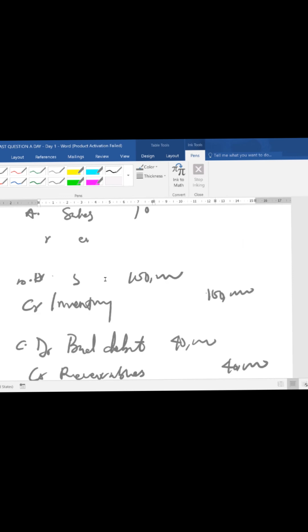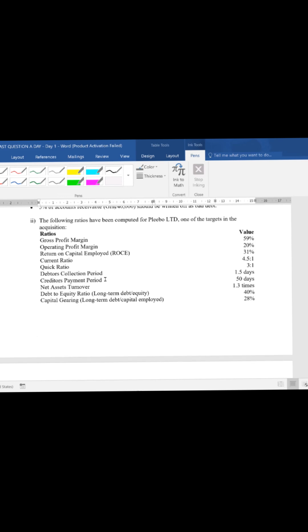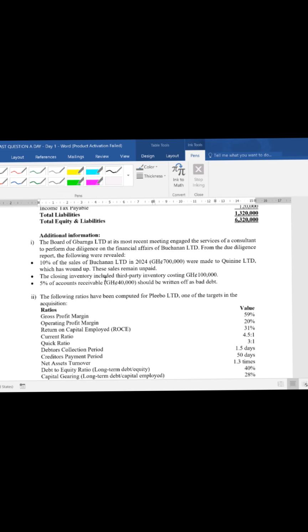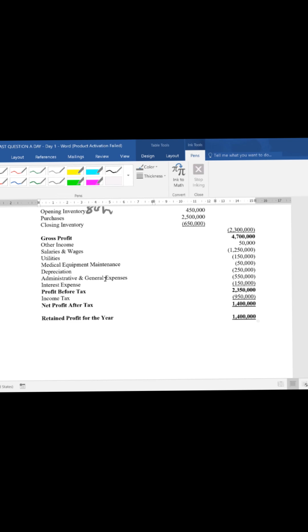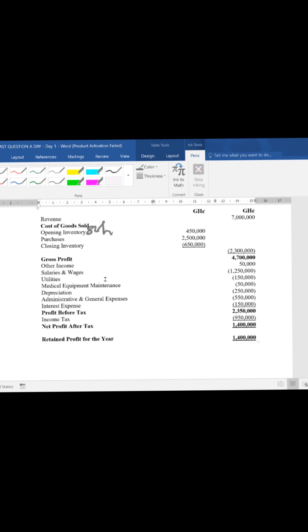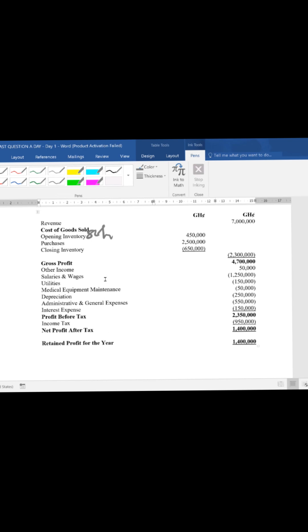Now let's move on to correcting our profit or loss statement and also our statement of financial position. We may just want to glance through our figures and have them offered. So our revenue, cost of sale, gross profit, okay.